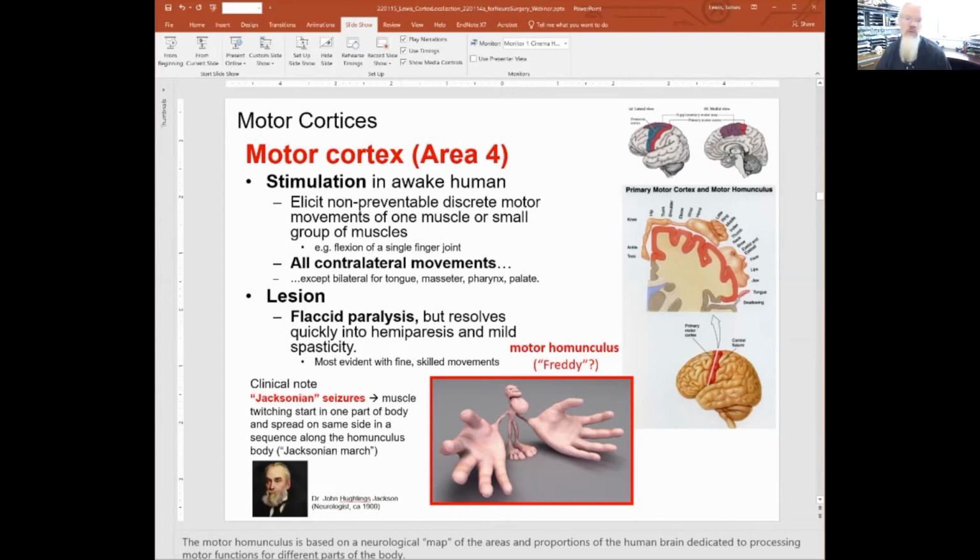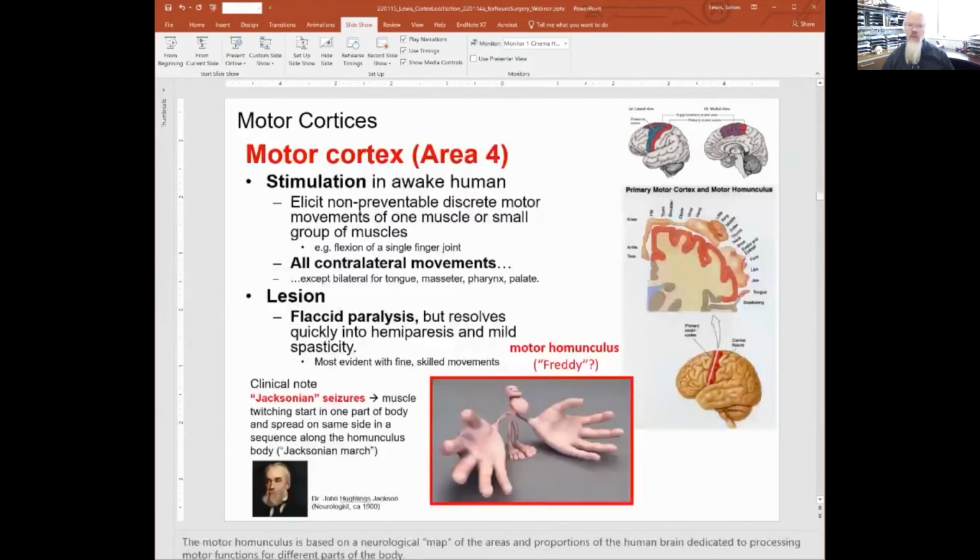And that was one of the first clues that we had that there is a somatotopic organization in motor cortex, or motortopic organization in motor cortex. And so that's referred to as a Jacksonian seizure, when you see someone who has a seizure where the spread of the epileptic motor spasticity just spreads along a motortopic map like that.